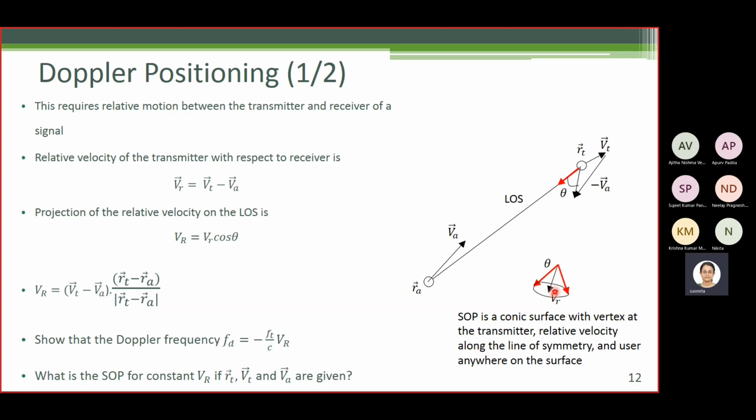V small r is the line of symmetry. The theta is constant anywhere on the conic surface. We are not considering the base, we are just considering the conic surface. Is this clear to everyone? If you do not understand, ask me, I will explain it again.